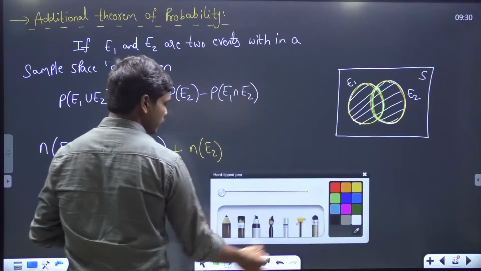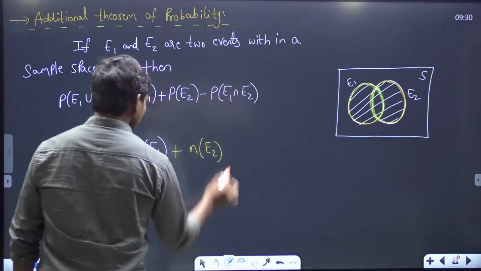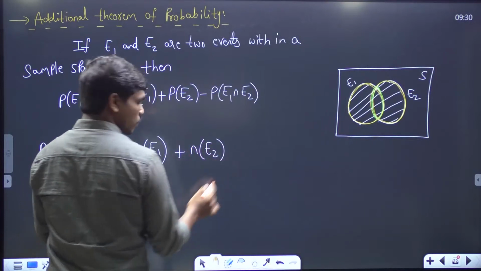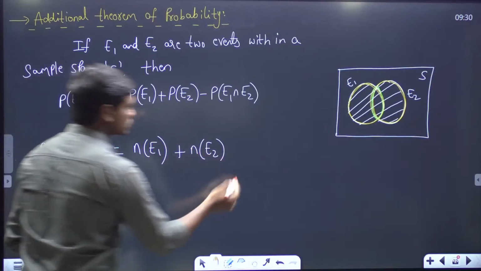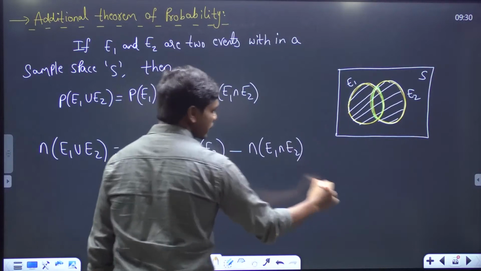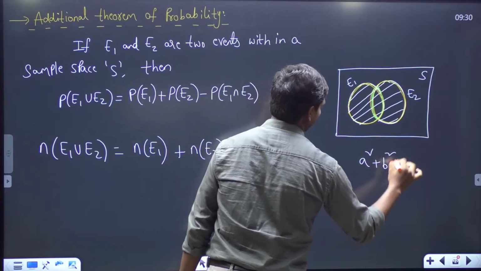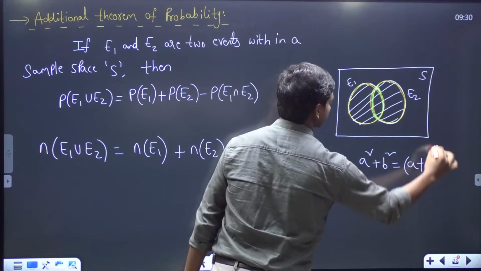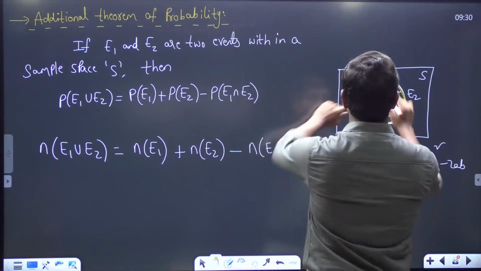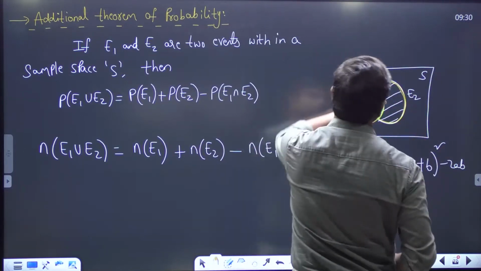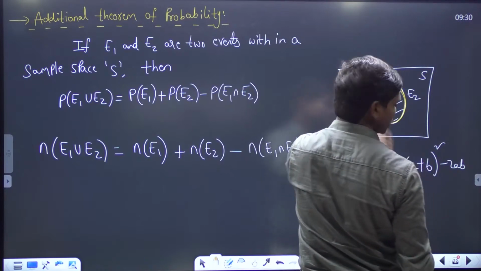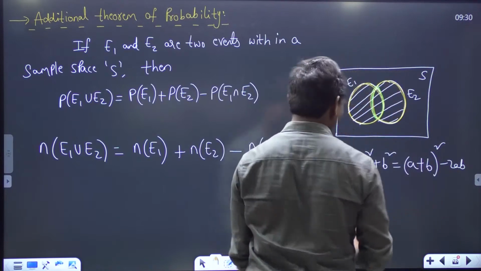So if you see n of E1 plus n of E2, and you want to equate this result to the union, minus n of E1 intersection E2, correct? It's like a square plus b square is equal to a plus b whole square, and since the plus 2ab term is excess in this, you are subtracting 2ab. Similarly here, if you want to calculate this complete region, then this can be written as this complete region of E1 plus this complete region of E2 minus this common intersection part. Correct? All of you are correct.